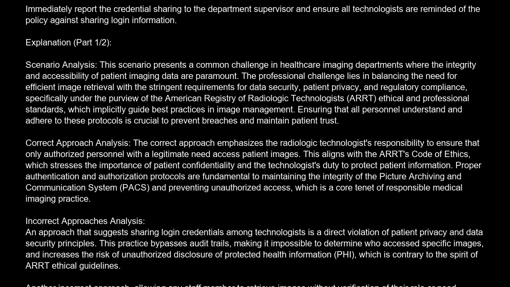The correct answer is D. Immediately report the credential sharing to the department supervisor and ensure all technologists are reminded of the policy against sharing login information. Explanation. Scenario analysis.